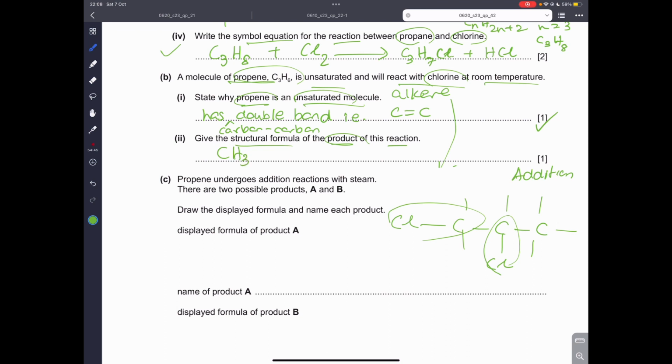So you can write this as CH3, CHCl, CH2Cl. So the double bond could be in the first one or in the second one, whatever you like. So just try to draw out the structure and try to write it like this. So this is going to be CH3, CHCl, CH2Cl. So you're going to write it like that.